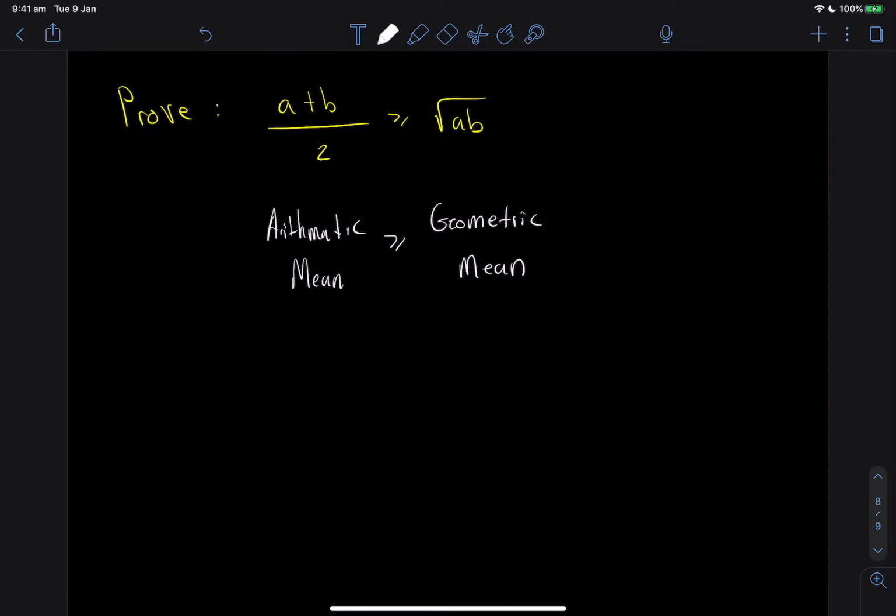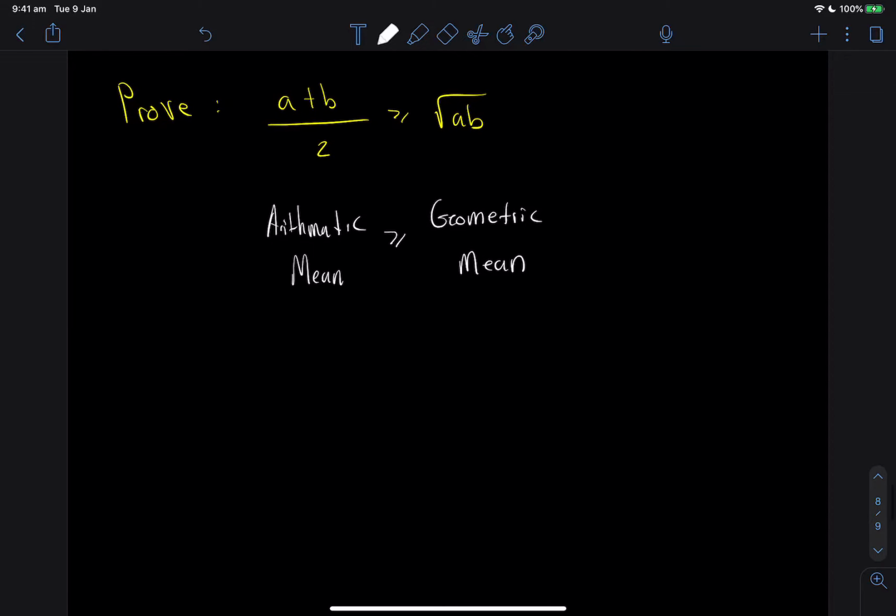If you remember from statistics, it's a property of the arithmetic mean that it's always greater than or equal to the geometric mean, and we're asked to prove this. So this will be the foundation for a lot of the proofs in this topic of harder 3 unit and, I guess, real analysis.